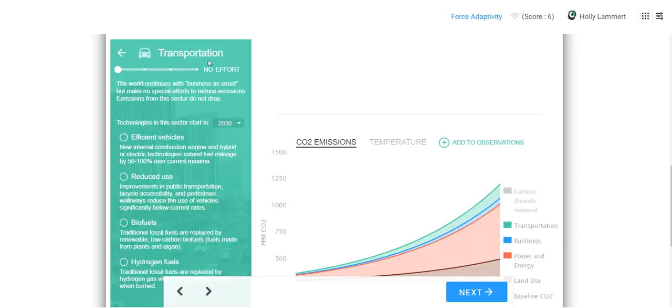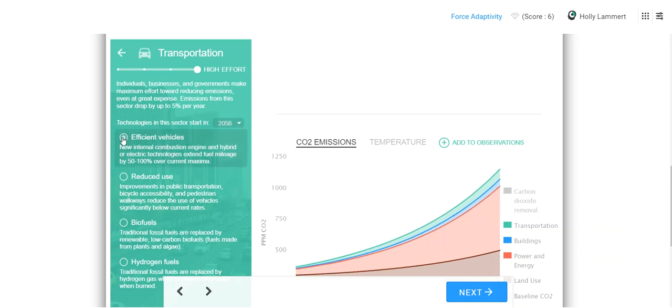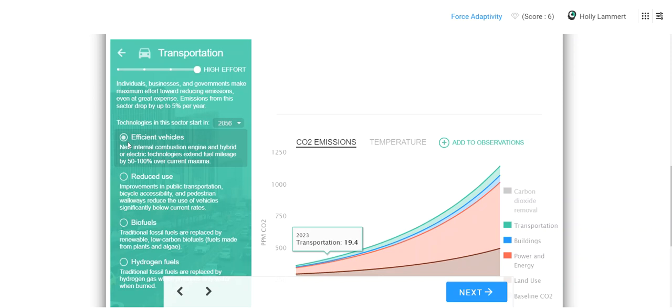Okay, so what we need to do here is move around. Under transportation, if we were to increase the effort, technologies in this sector are going to start later. See what happened there? Because you have to put in more work to get those up and running, my guess. Okay, so here some individuals and governments make modest efforts, emissions drop by 1%. If we make medium efforts, they drop by 3%, and high effort is 5%.